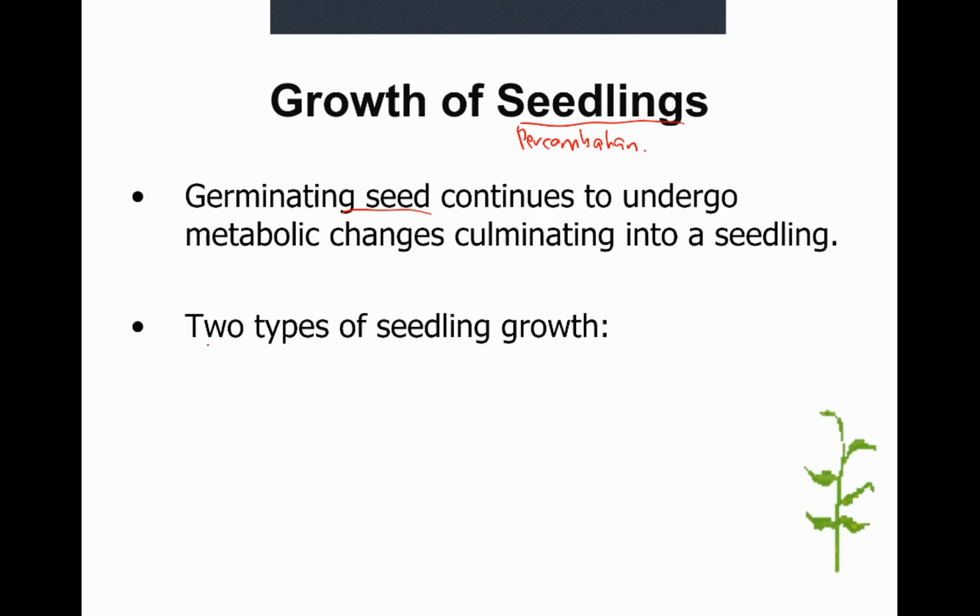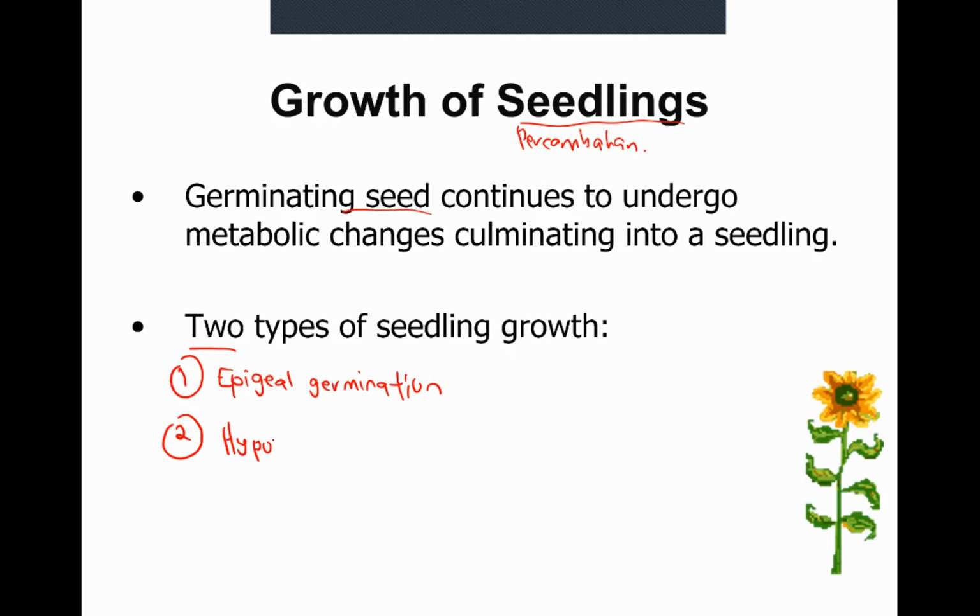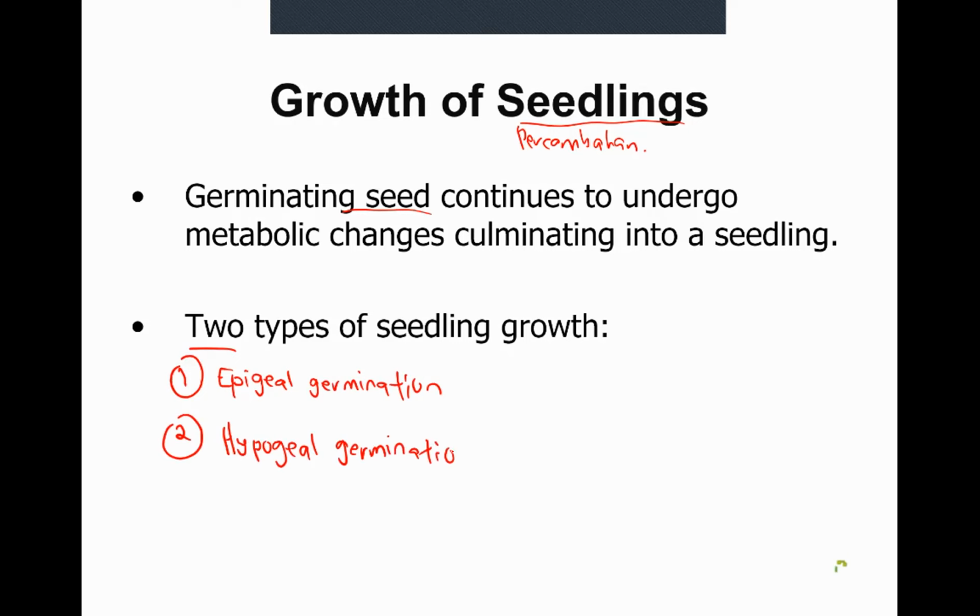Okay. The first one is epigeal germination. So two types. Number one is epigeal germination. And number two is hypogeal germination. Okay, two types of seedling, epigeal germination and hypogeal germination. Okay, so you must be able to differentiate hypogeal and epigeal germination. Okay, so let's start with epigeal germination.